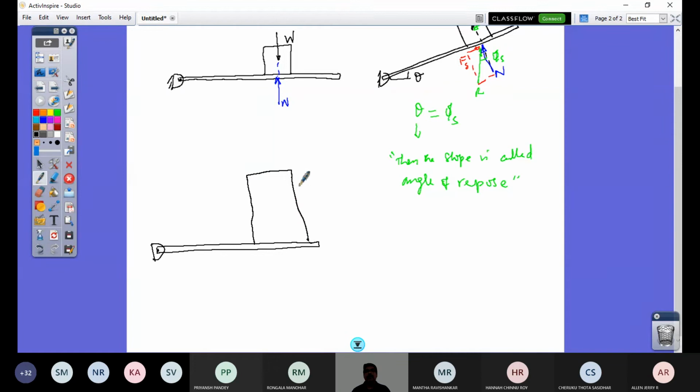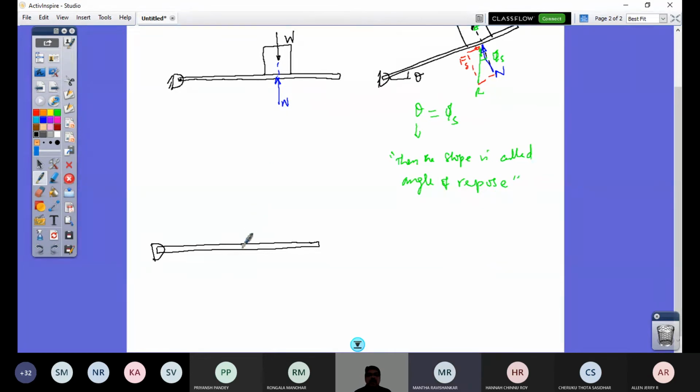Sorry, the board is slipping. Why is it hanging? Are you able to see the board? It's not responding. Are you able to see the board? Yeah, just come back.